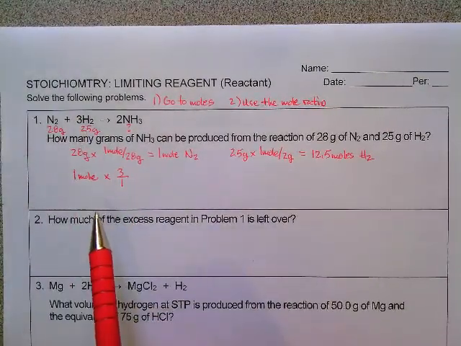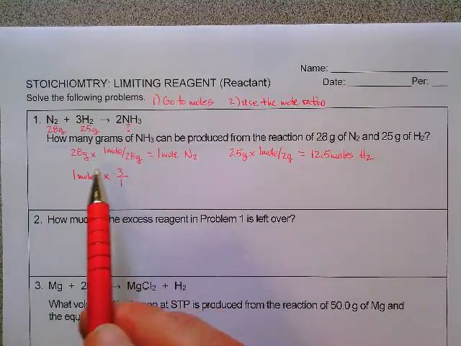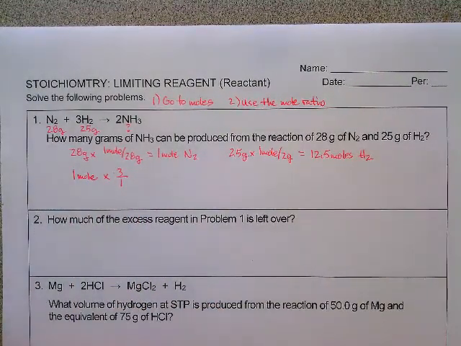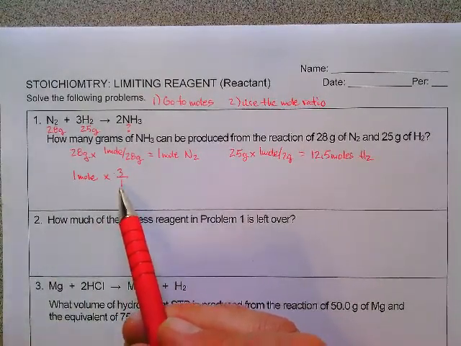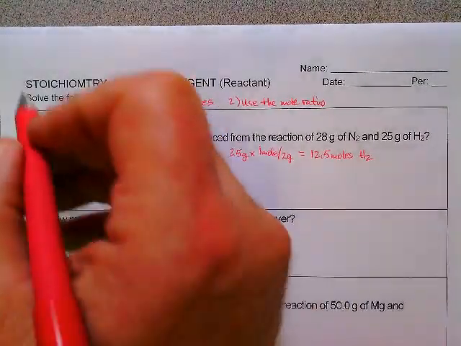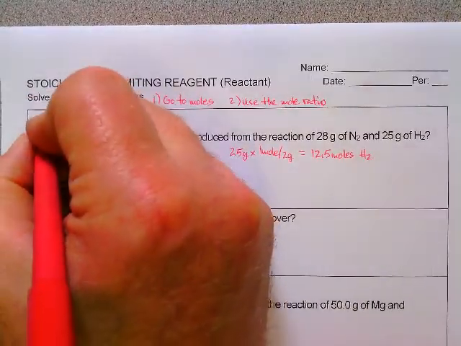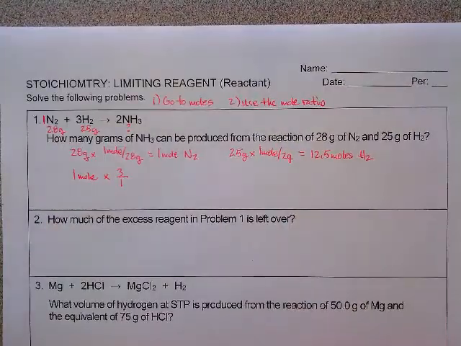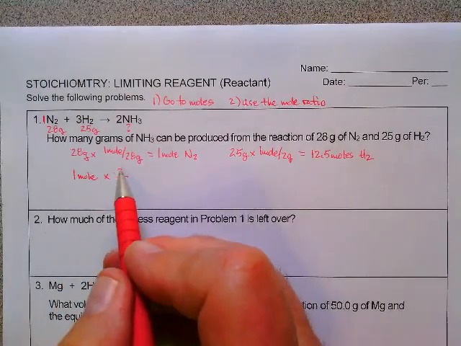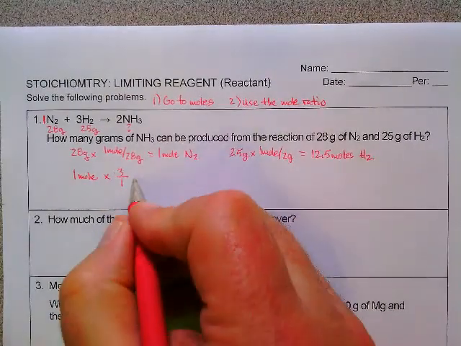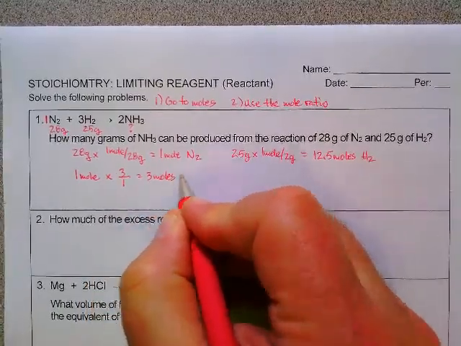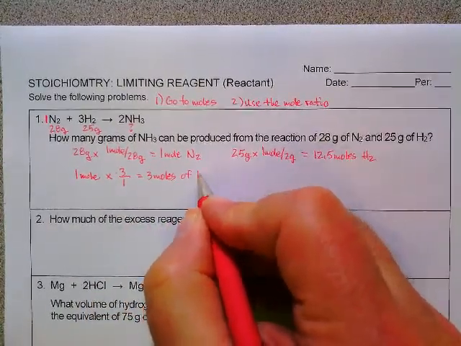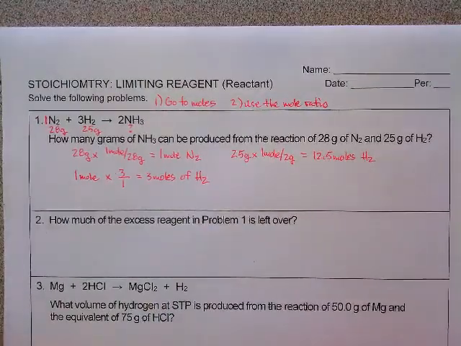In this case, we're trying to find out how much hydrogen we would need if we have 1 mole of nitrogen. And the one on the bottom is the one that we started from, or the one we already knew. In this case, the nitrogen. Don't forget that if there's nothing there, it's always a 1. So 1 mole times 3/1 would give us 3 moles of H2, hydrogen gas, needed.